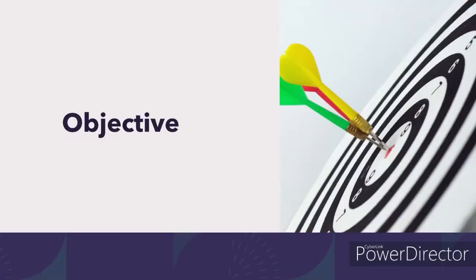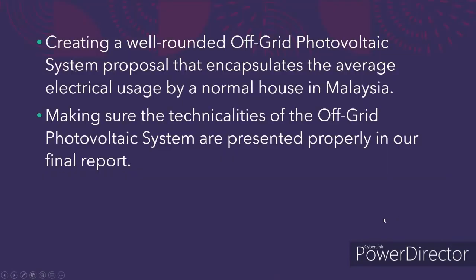Finally, on to my last part, which is the objective of our group project. There are several objectives in this group project in order to complete the assignment of making a proposal of an off-grid photovoltaic system for Mr. Ahmad Nisfu. These objectives are, first, creating a well-rounded off-grid photovoltaic system proposal that encapsulates the average electrical usage by a normal household in Malaysia. And secondly, making sure the technicalities of the off-grid photovoltaic system are presented properly in our final report.